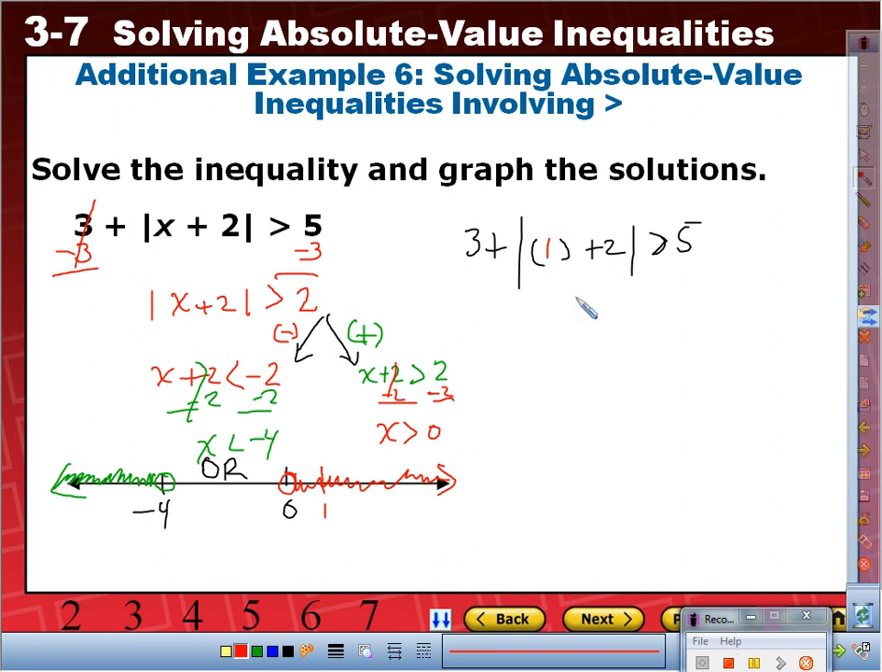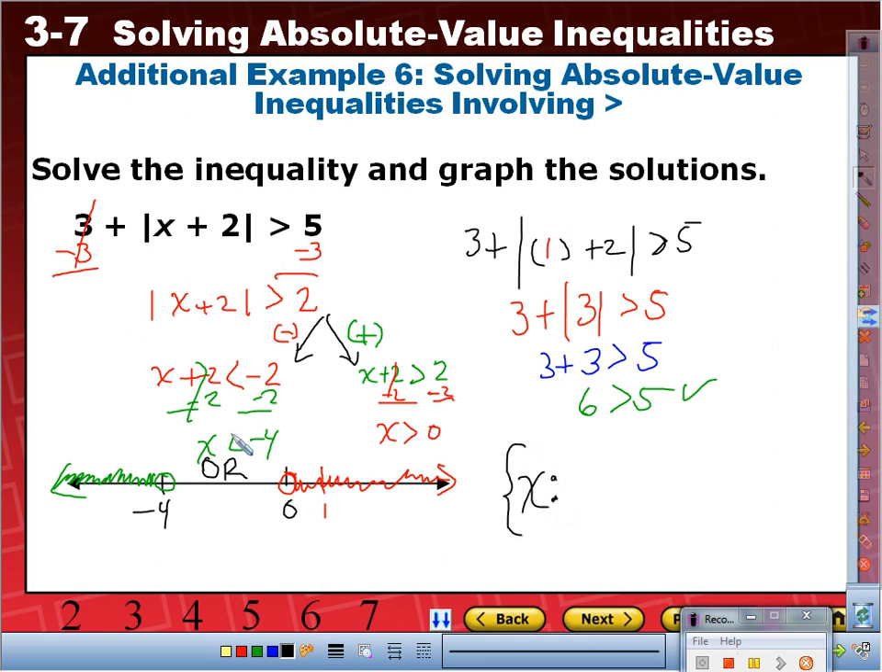So what is 1 plus 2? 3. Bring everything else down. The absolute value, the plus, the 3, the greater than, the 5. What is the absolute value of 3? 3. 3 plus 3 greater than 5. What is 3 plus 3? So is 6 greater than 5? Yes. All right. So let's write our solution set. Solution set of all x such that, what is my first inequality right here? X less than negative 4. Or, what is my second one? X greater than 0. Pretty good.